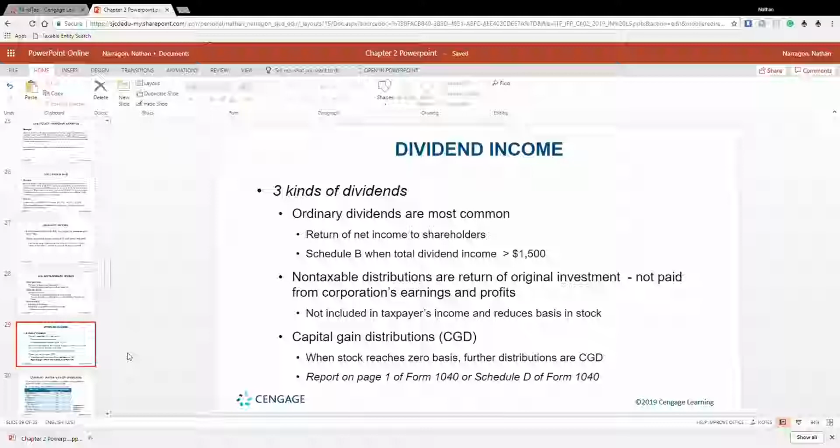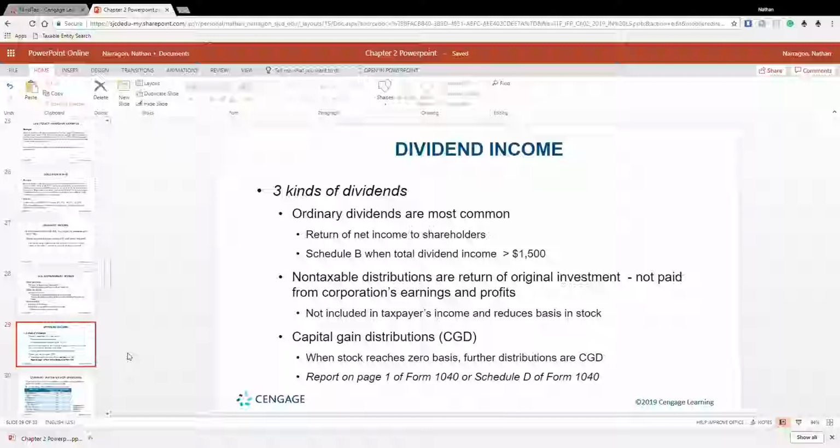Okay? And then we have the capital gains distributions. So when their stock basically goes to zero basis, again, you get most of this in finance, but the basic thing is the company's stock is worthless.